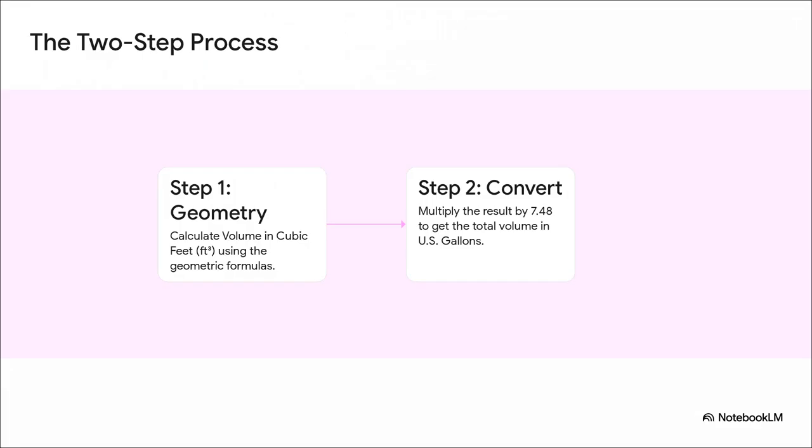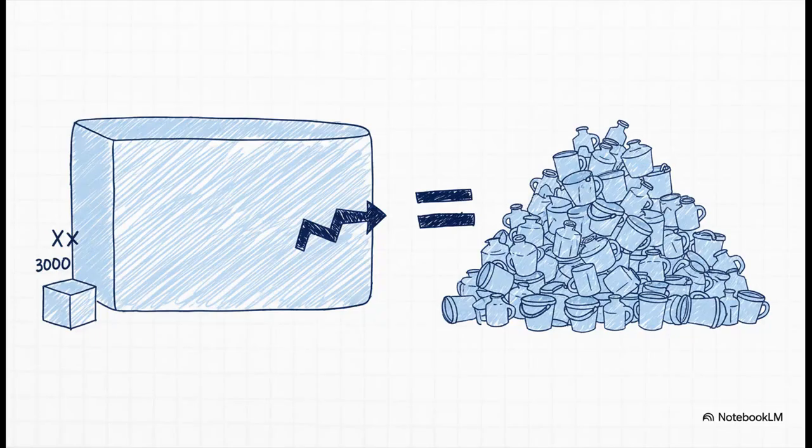So the whole process is actually beautifully simple. Step 1, you do the geometry we just talked about to find the volume in cubic feet. Step 2, you multiply that number by 7.48. That's it. You've just gone from a blueprint measurement to a real-world capacity. And this is where you really see the scale of what we're talking about. A 3,000 cubic foot tank. That's kind of hard to visualize, right? But knowing it holds over 22,000 gallons of water, now that paints a picture. That's the power of this simple conversion.